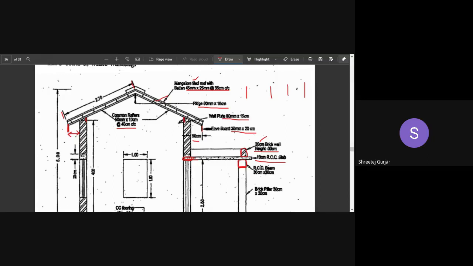80 mm by 15 centimeter. It is 80 mm by 15 centimeter. So this is in mm and this is in centimeter. 80 mm by 50 centimeter.